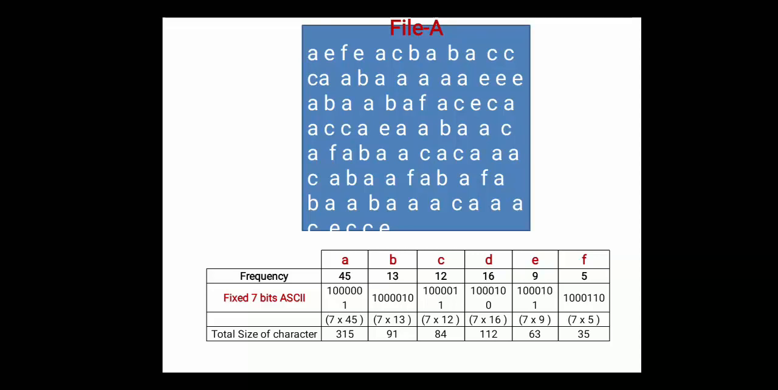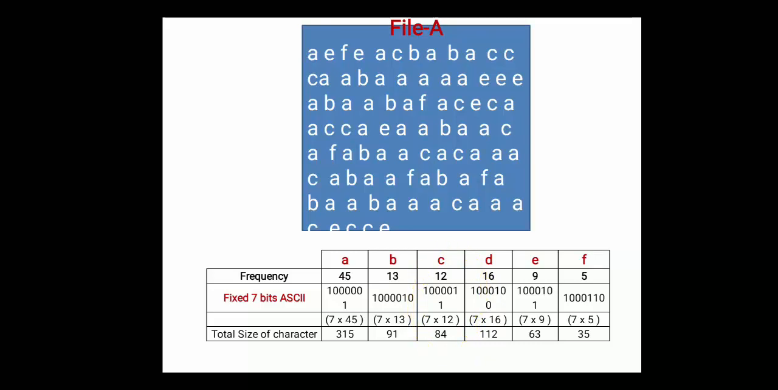Now check for B. How many times is B available, or we can say what is the frequency of B? In our case, the frequency of B is 13, and the required bits to represent our B character is again 7 bits. So 7 multiplied by 13 is equal to 91. Same, just take another example. Suppose C is represented by 7 different bits, and how many times is C available, or we can say what is the frequency of C in this case? It is 12. So 12 multiplied by 7 is equal to 84.